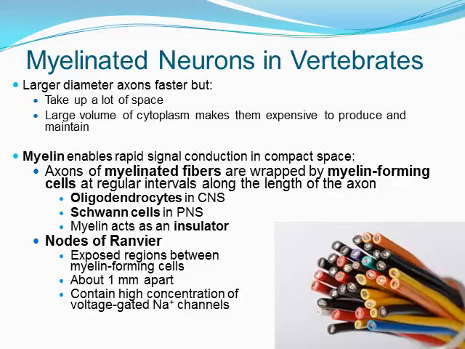The regions in between the myelin where the signal is able to be propagated are known as nodes of Ranvier. And then the area in between where you actually have myelin would be internodes. So the nodes are about 1 millimeter apart, depends on the neuron, of course, and there's lots of those voltage-gated channels there to reinvigorate the signal, the action potential that's propagating.